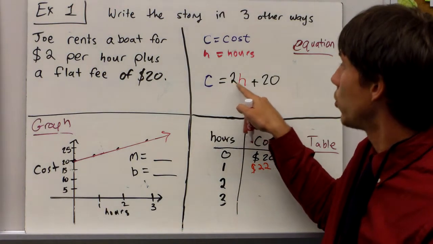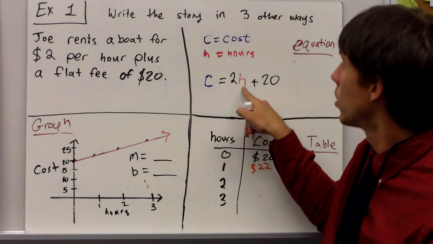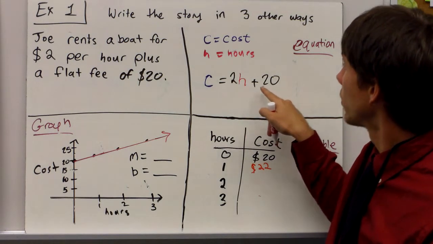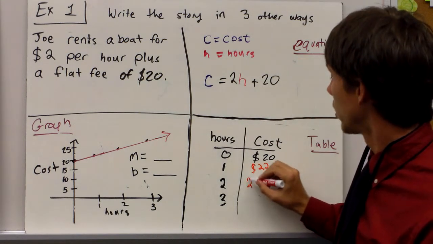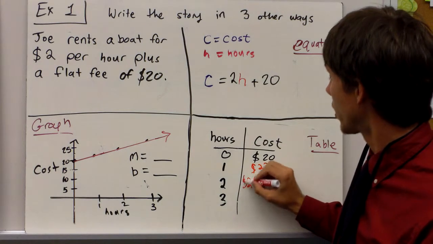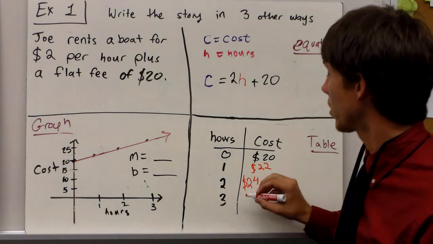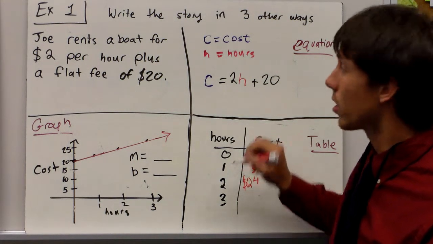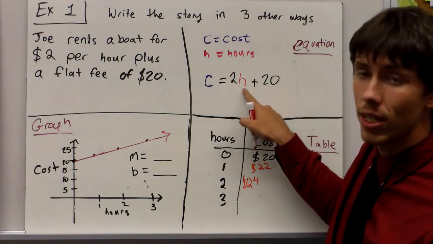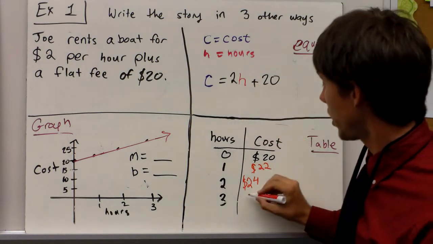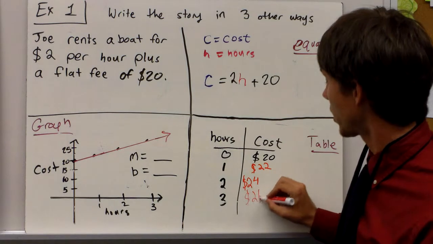For 2 hours he rents the boat for, we plug it in. 2 times 2 is 4. 4 plus 20 is $24. That's the total cost for 2 hours. If he rents the boat for 3 hours, plug it in. 2 times 3 is 6. 6 plus 20, the total cost would be 26.